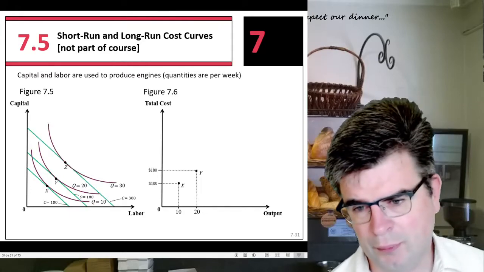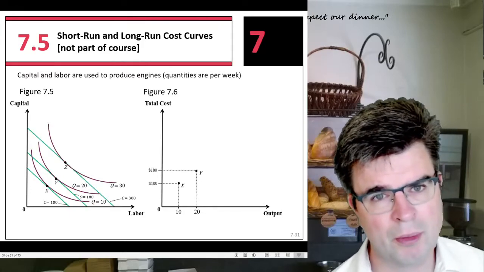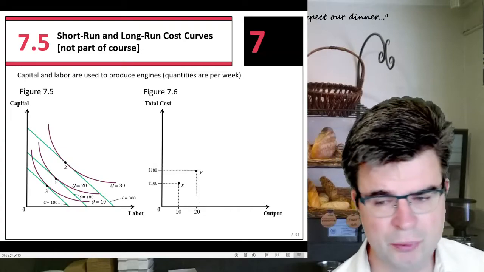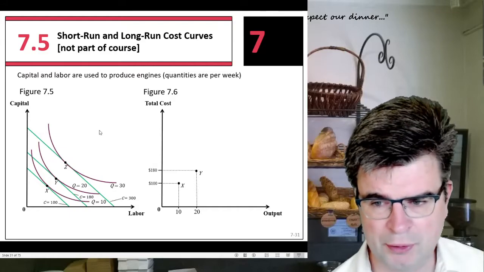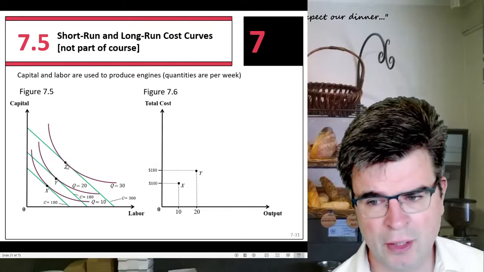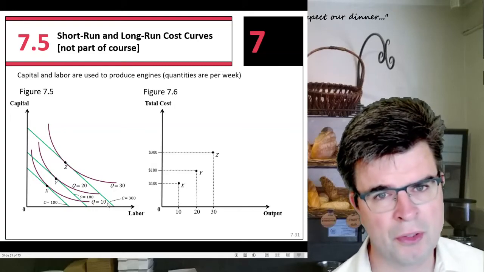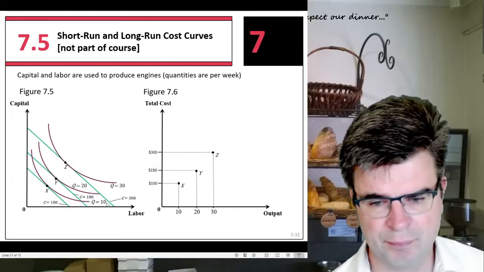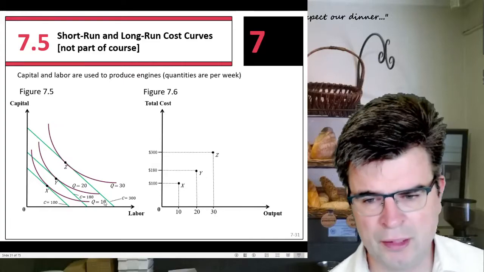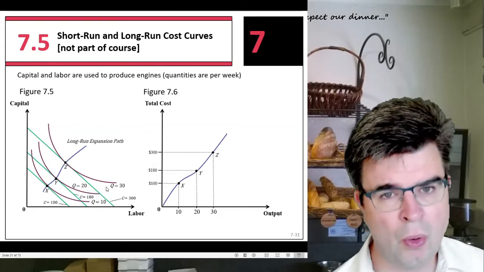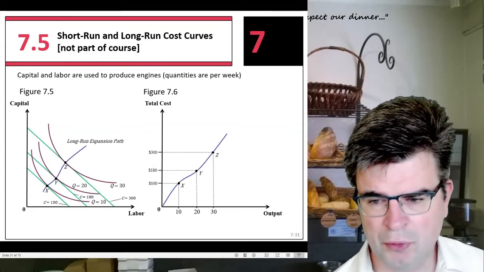Then we can continue. What is the optimal combination of capital and labor if we want to produce 30 units of output? It's point C. At this combination of capital and labor, our total expenditures will be 300. So now another 120 of cost is added if we want to produce an additional 10 units. And we can do this for all quantities that we want.